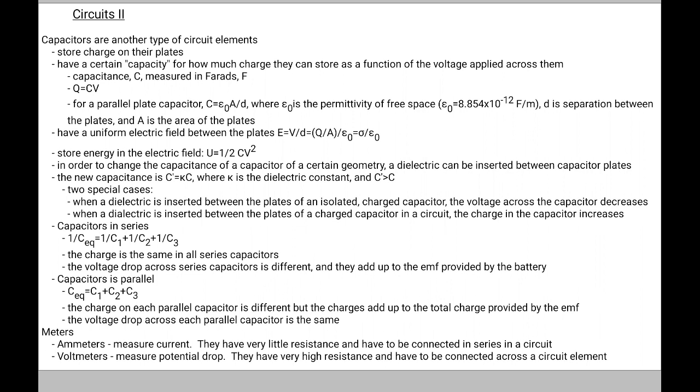With voltmeters, voltmeters measure potential drop, and they have very high resistance and have to be connected across a circuit element. So if we have a resistor and a battery, and let's say that we wanted to measure the current, so we have the ammeter in series, the voltmeter has to be connected in parallel with the circuit element. So this voltmeter is measuring the voltage drop across this resistor. So always connect an ammeter in series because it has very low resistance, and connect a voltmeter in parallel.